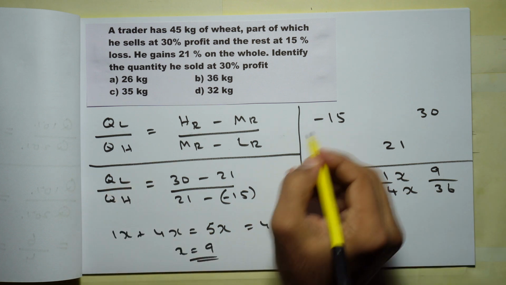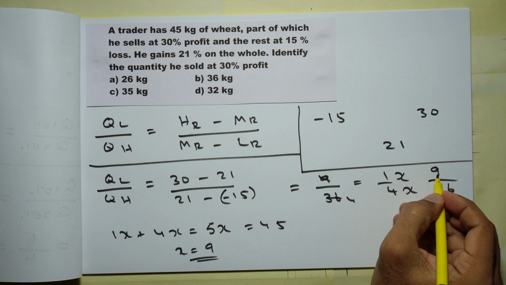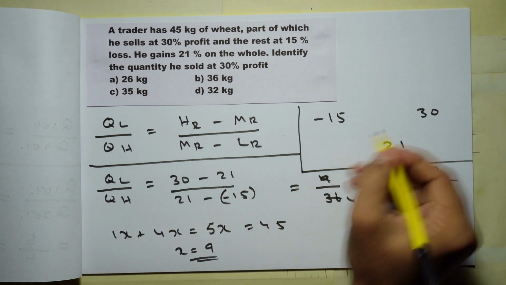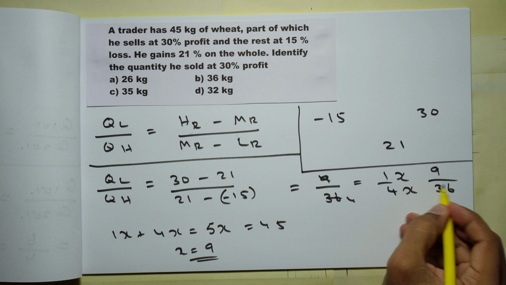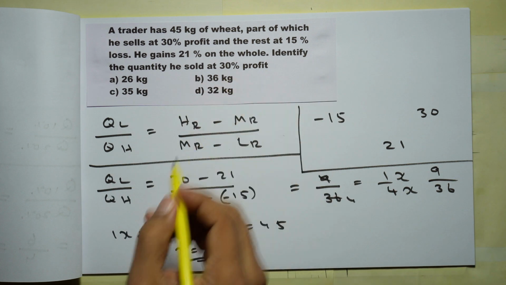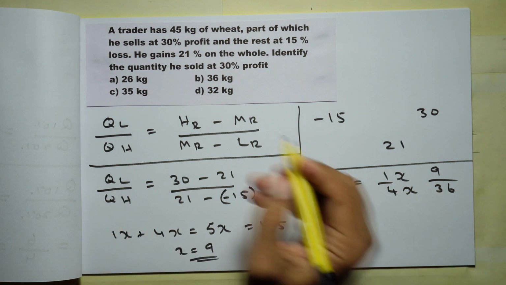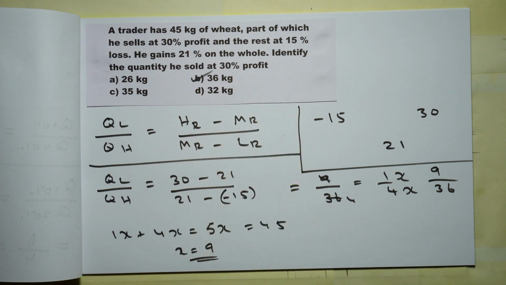So lower returns is negative 15, that is 15% loss, that is 9 kilograms. And higher returns is 30% profit, that is 36 kilograms. Question is, identify the quantity he sold at 30% profit, that is higher returns, 36 kilograms. So option B, 36.